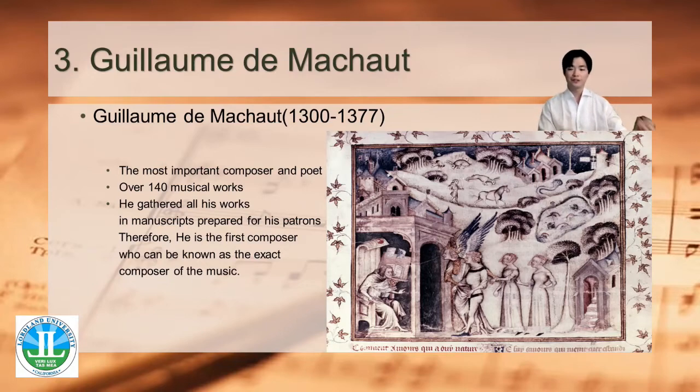From about 1350 on, he gathered all his work in manuscripts prepared for his patrons. These collections show Machaut's awareness of himself as an individual creator and his desire to preserve his creations for posterity. He composed in most of the genres then current, from motet to secular songs, and a survey of his music also serves to introduce us to the main types of Ars Nova composition.